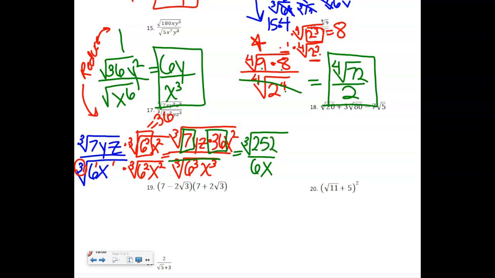Okay. And then make sure we put things in order. So I'm going to have x squared, y, z. Okay. Now again, this stuff on top is in a root, the stuff on the bottom is not, so I can't take this problem any farther. Okay. All right, so those are our fraction ones.